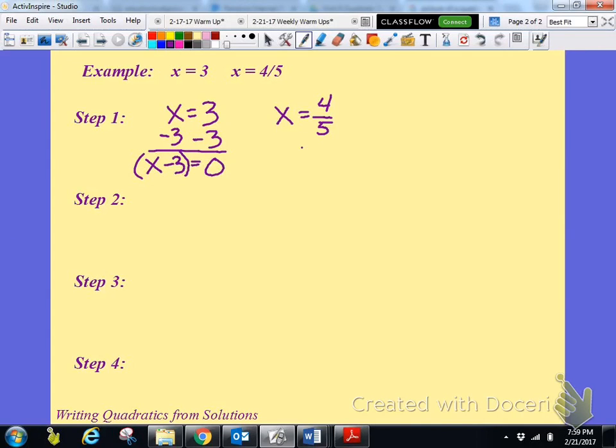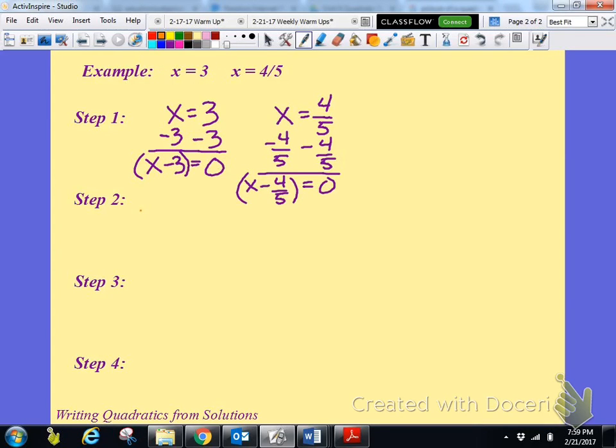And then I do the same thing over here. I subtract 4/5 on each side. 4/5 minus 4/5 gives me 0, and that leaves me with x minus 4/5. So I have my two factors, x minus 3 times x minus 4/5. Now I'm going to go ahead and switch up colors as I go to the next step.